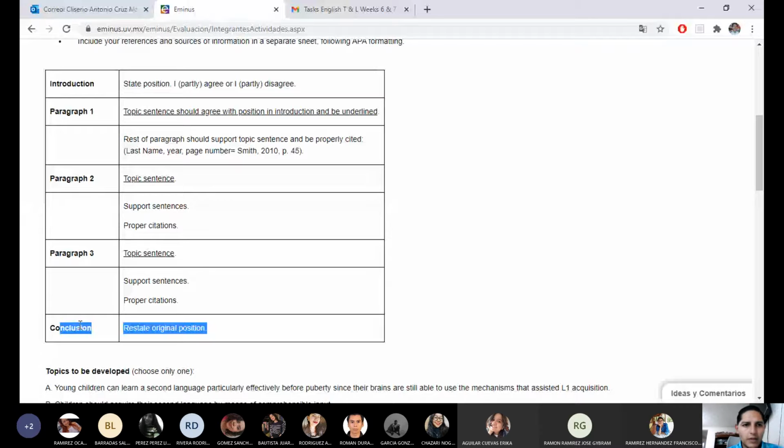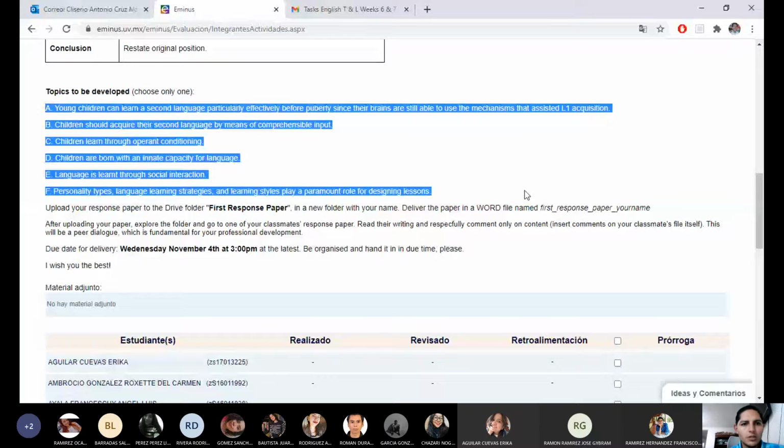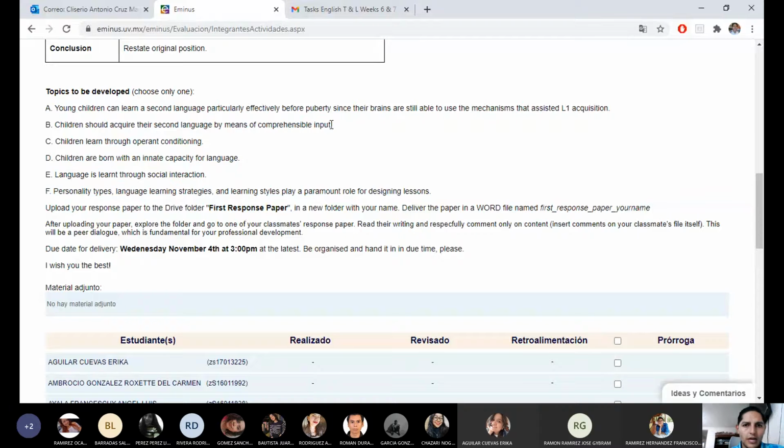The topics for you to develop are these 6 ones here. You need to choose only one. You could use the topic as a title of your paper. The first one is: young children can learn a second language particularly effectively before puberty, since their brains are still able to use the mechanisms that assisted L1 acquisition. You could agree or disagree, but of course you need to support your ideas with the authors we've been studying.